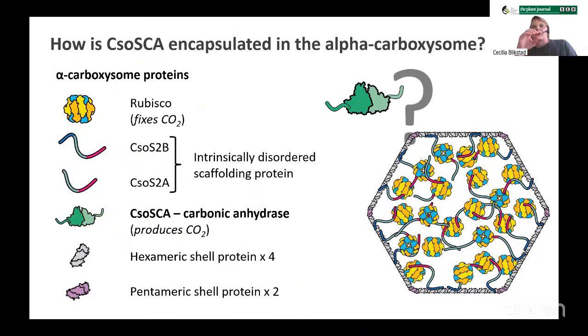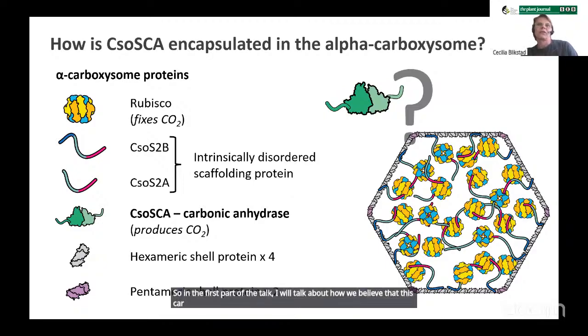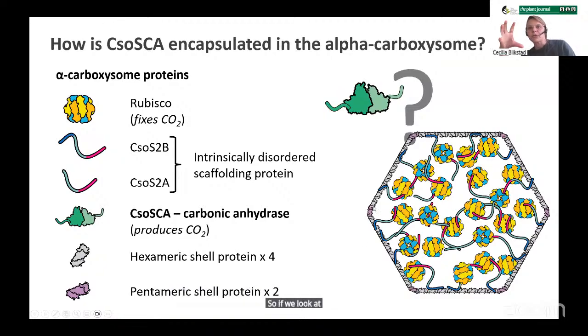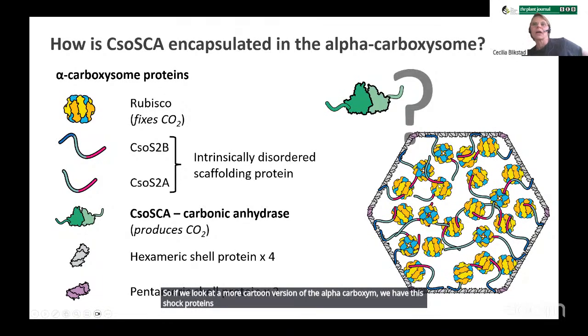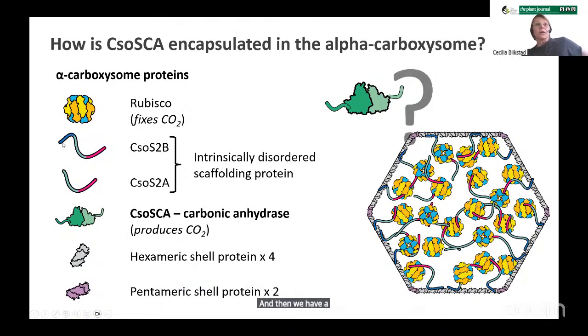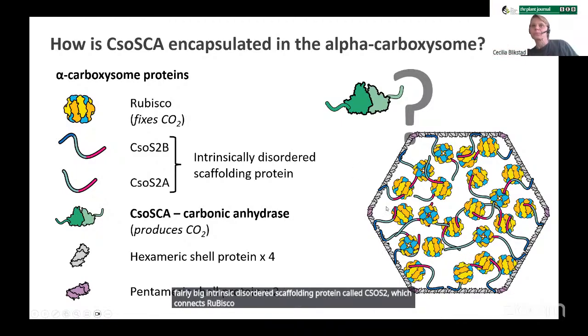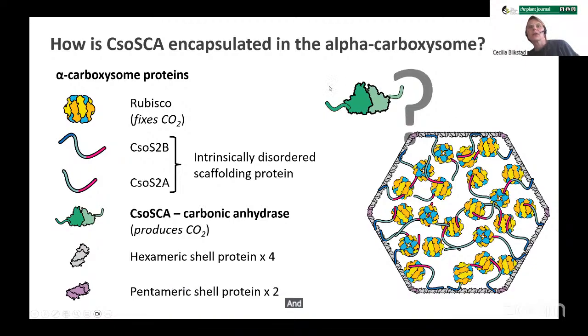So in the first part of the talk, I will talk about how we believe that this carbonic anhydrase is actually encapsulated in beta carboxysomes. If we look at a more cartoon version of the alpha carboxysome, we have these shell proteins, and then a fairly big intrinsically disordered scaffolding protein called CSOS2, which connects rubisco with the shell. And as you see in this cartoon, the CA is missing.